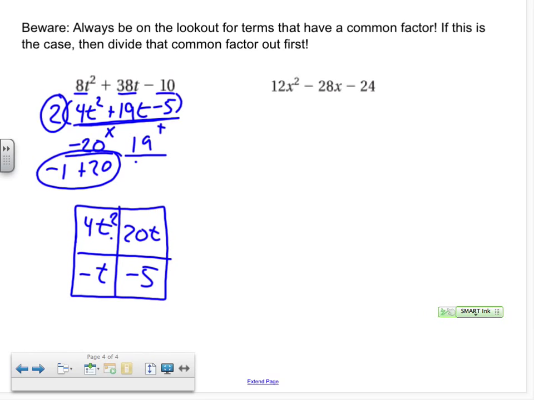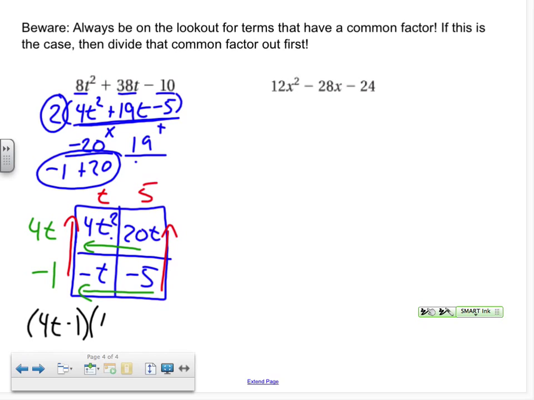We'll go across. Negative t and negative 5 have negative 1 in common. 4t squared and 20t have 4t in common. We will go up. 20t and negative 5 have 5 in common. 4t squared and negative t have t in common. So our factored form here, our height is 4t minus 1. Our width is t plus 5.